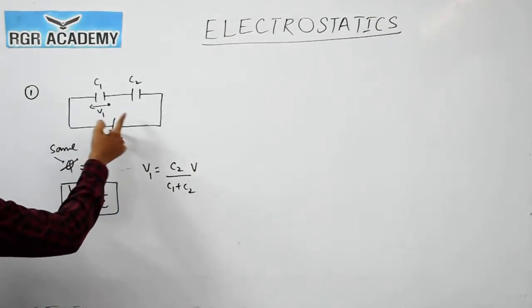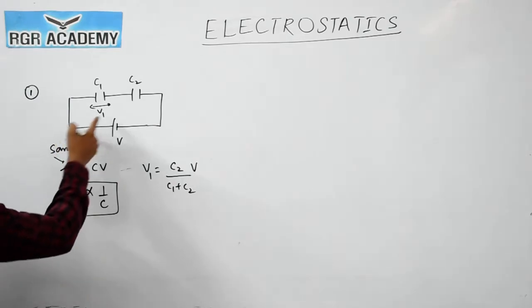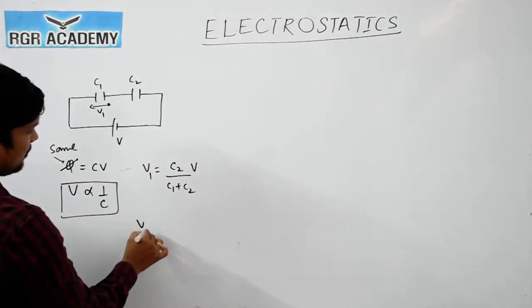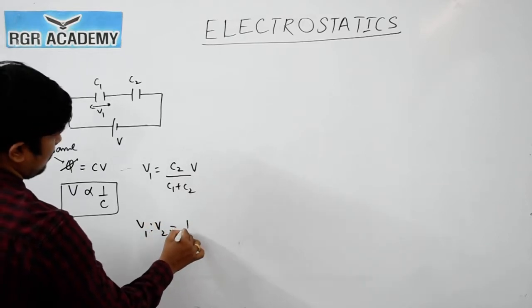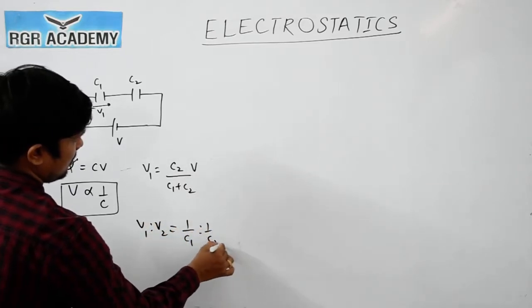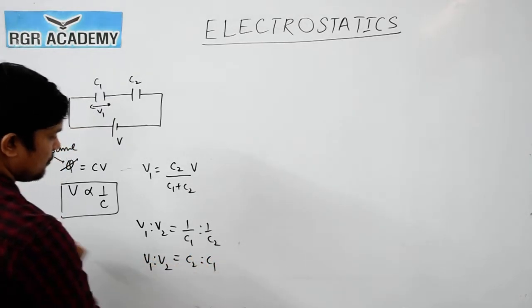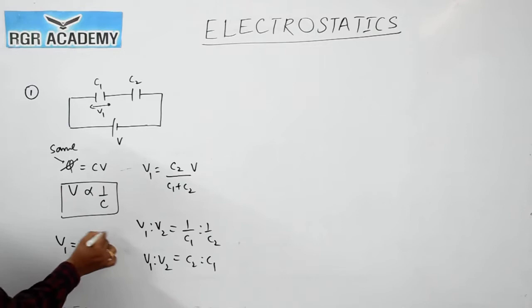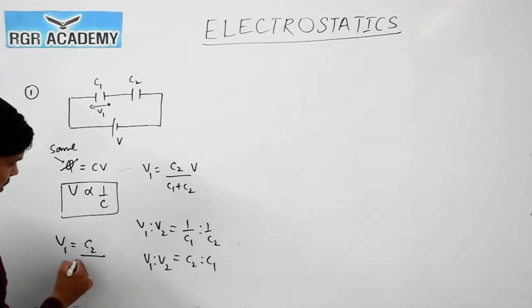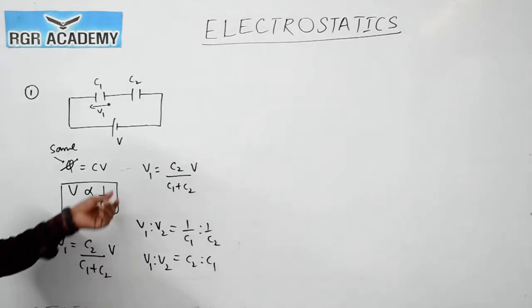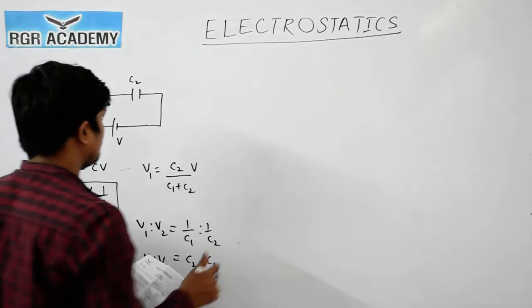Because in the series combination charge will be the same, the potential drop is inversely proportional to C. We can write V1 is to V2 equals 1 by C1 is to 1 by C2, meaning C2 is to C1. From this we can say V1 will be equal to C2 divided by the total, C1 plus C2, multiplied by the quantity that we have to distribute, that is V. So directly also we can write down the result. Okay. Question number 2.